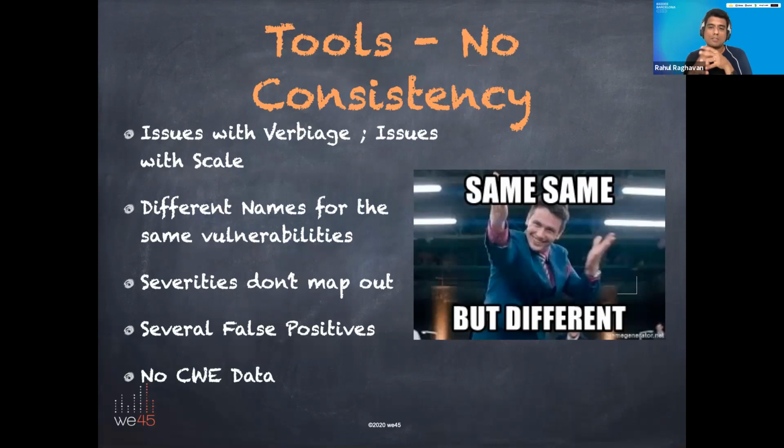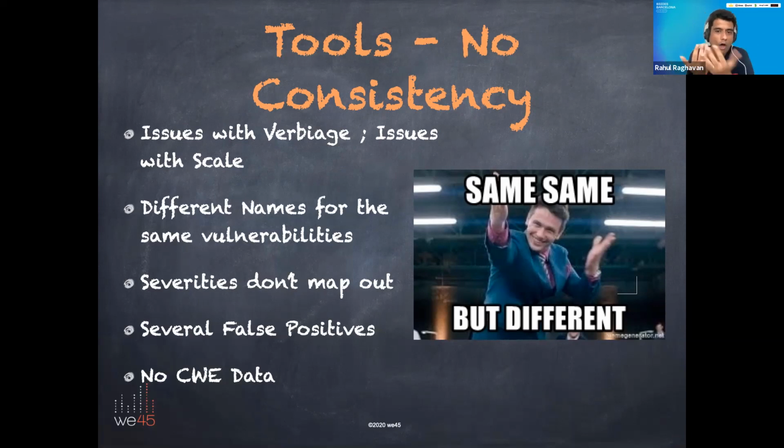A lot of them, both open source and commercial, have a lot of inconsistencies in the way that they produce the data. For example, two tools could report the same vulnerability under different names. They call it differently. They have different verbiage. Most tools correlate these results based on the CWE, but a lot of tools don't even give you CWEs. Examples are open source tools like Bandit and Brakeman.